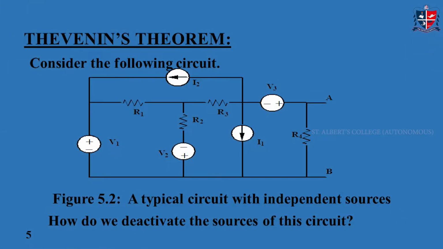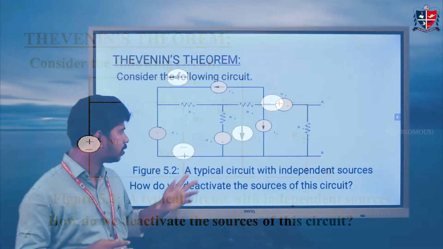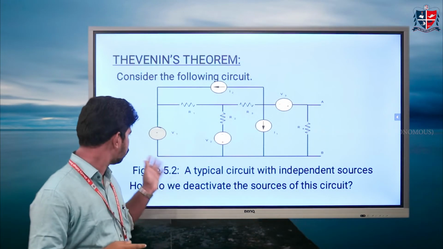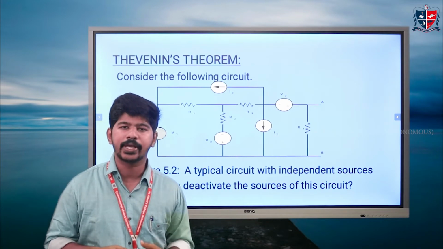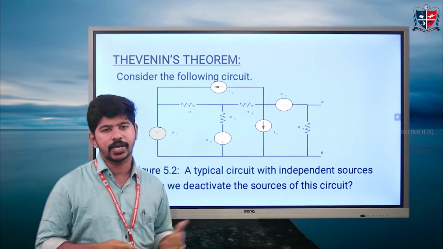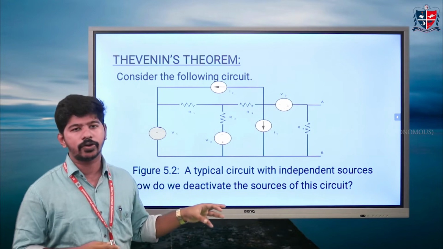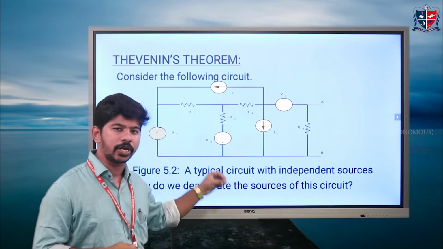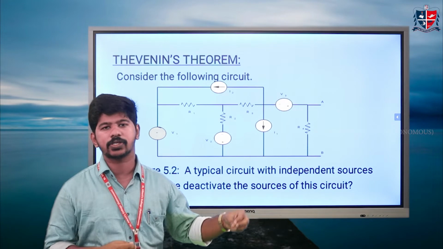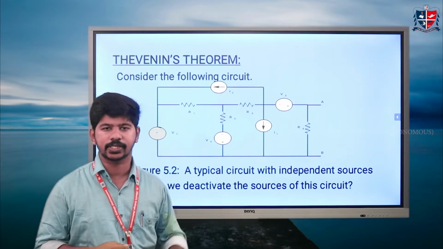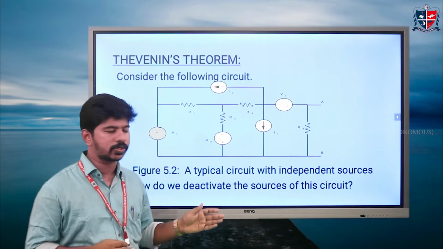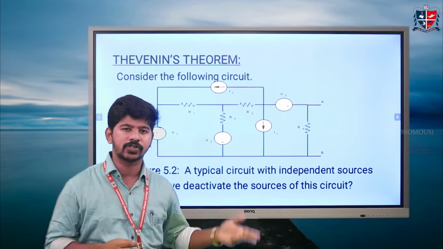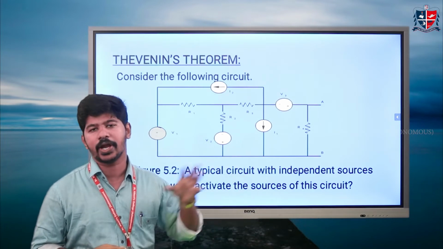Now, for example, consider a network as shown above. In this network, we have voltage sources as well as current sources. How will we replace this network by its internal resistances? We need to replace the voltage source by its internal resistance, that is 0, or we short the voltage source. And what do we do with the current source? The current source should be made open.